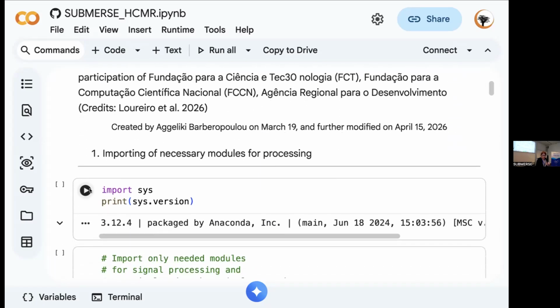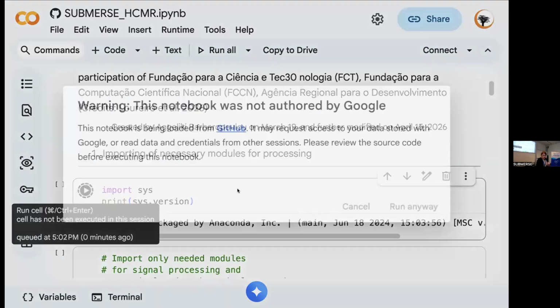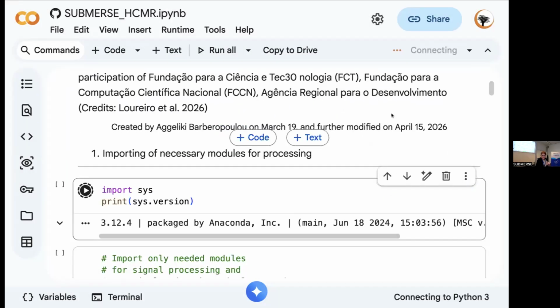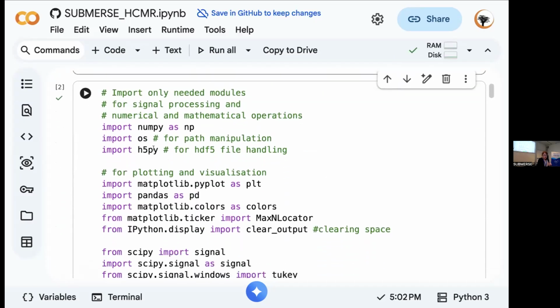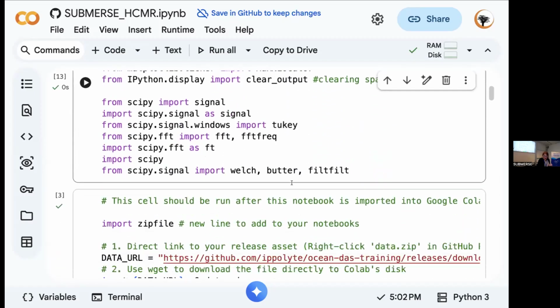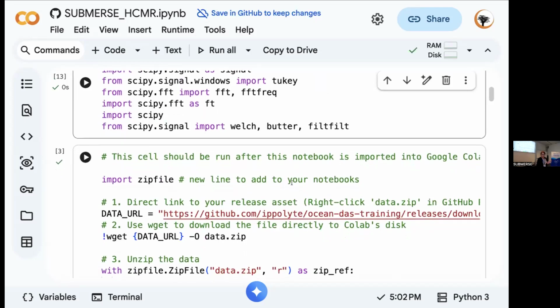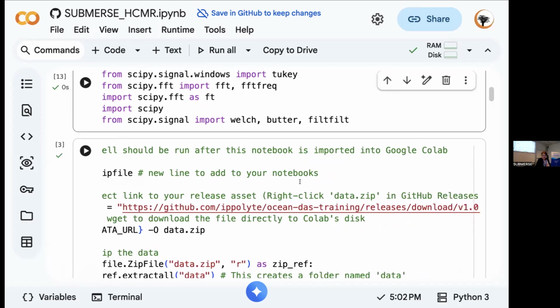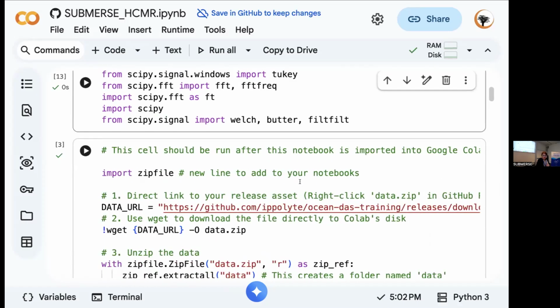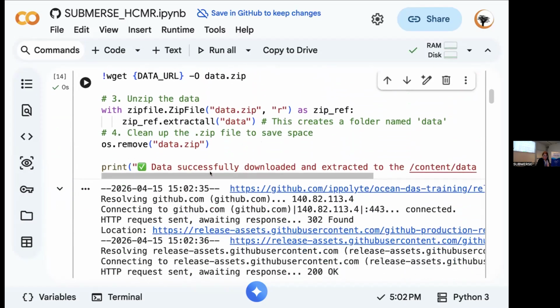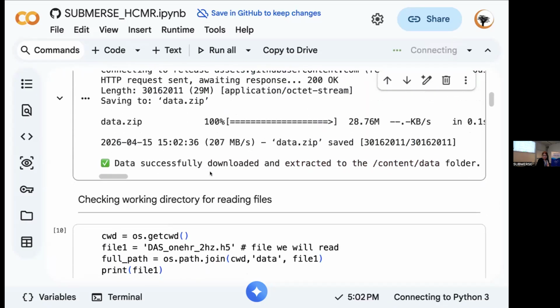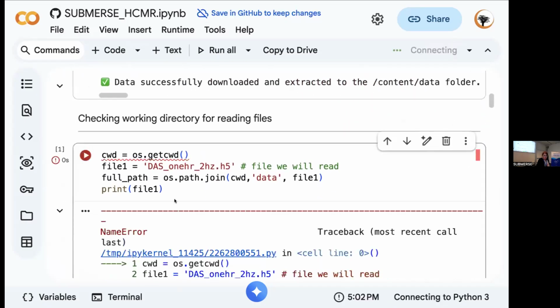First, as in all previous demonstrations, we import the necessary modules. I may have a couple of extra modules than I need. The third cell is the important one because it will direct you to the file. It's a data.zip. So this will run. The next cell might not run, and I might have to correct something here.